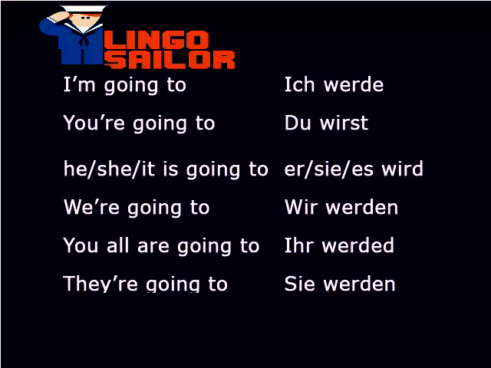Going to, followed by a verb as a future form, in German is werden, followed by the verb. So, I'm going to is ich werde. You're going to is du wirst. He, she, it is going to is er, sie, es wird. We are going to is wir werden. And you all are going to is ihr werdet. And last but not least, they are going to is sie werden.